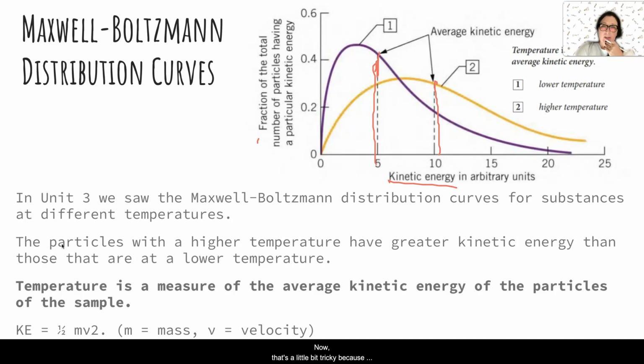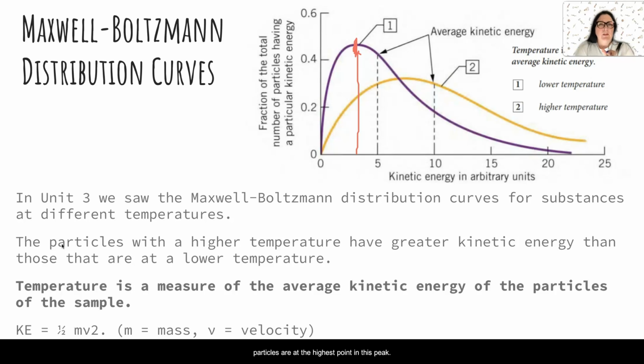Now, that's a little bit tricky, because in order to find that average from the curve, you're going to have to do some calculus, which we don't do in AP Chemistry, or at least not the first year. So what you've learned previously is this. Find the peak of the purple graph. That means right here is where a majority of my particles are, at the highest point of the peak. Is it at the average? No, but it's okay. It's at the highest point of the peak.